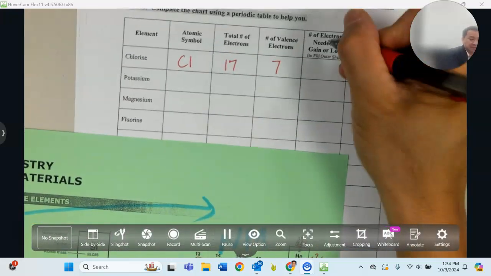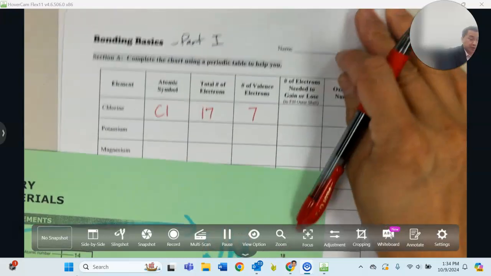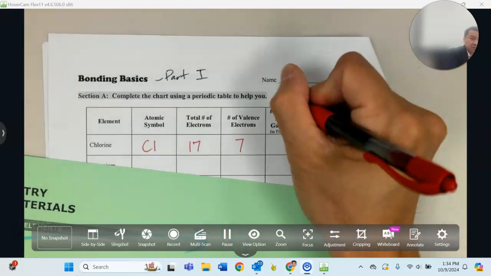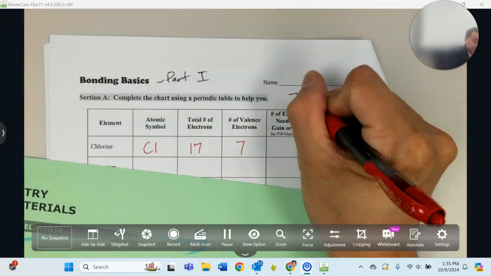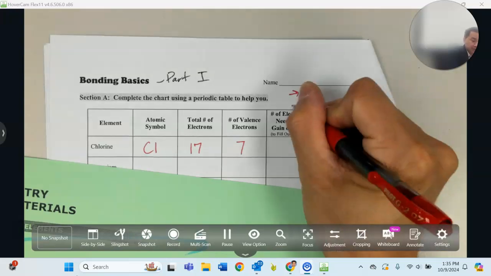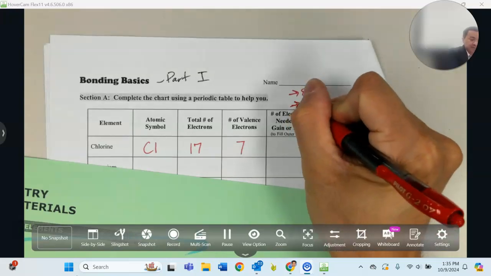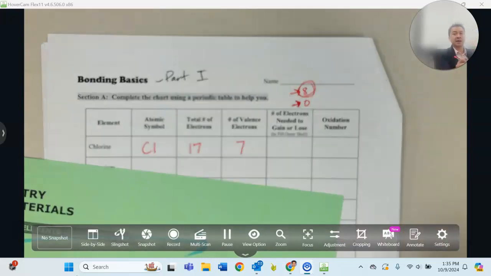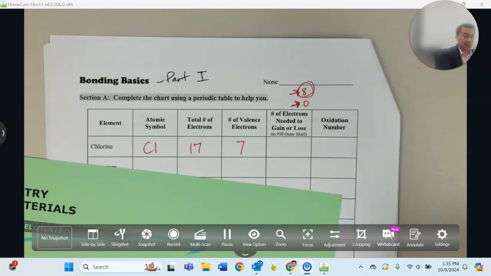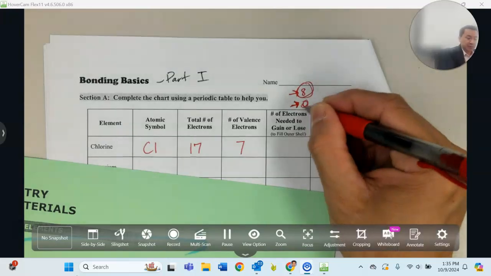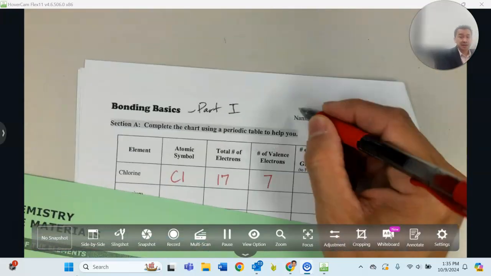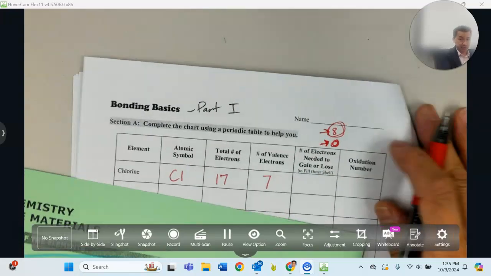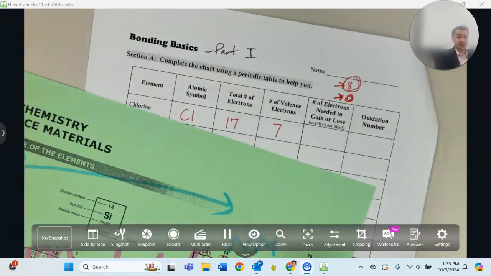So the goal, electrons needed to gain or lose. The question you ask is, is it closer to 8 or closer to 0? We say 8 because 8 is the goal for valence electrons. That's a full shell. When they have 8 valence electrons, they will be stable. If they fall back to 0, there's a full shell underneath, so they act like they have a full shell.